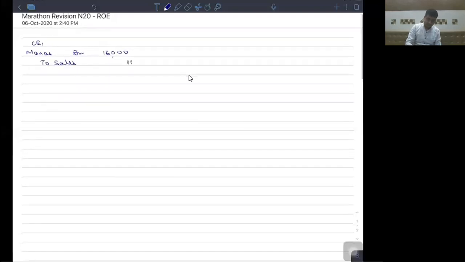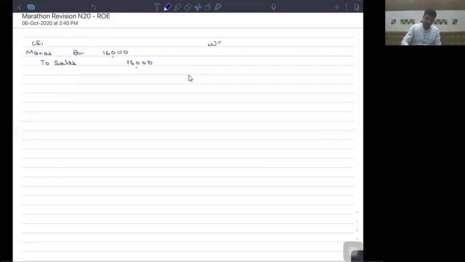My correct entry should have been Manas debit. I'm writing it in shortcut. I'm not writing it from the exam point of view. Rupees 16,000 to sales 16,000. This entry I should have passed.